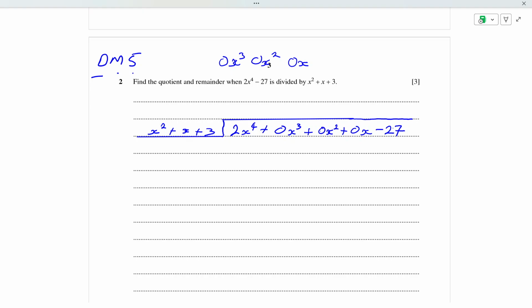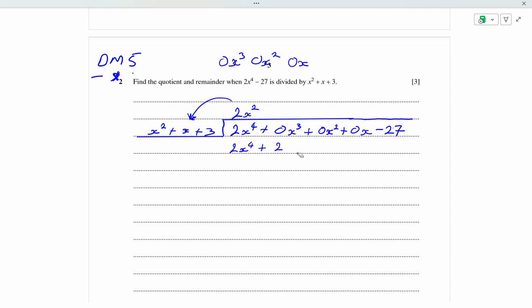Now we'll divide using the highest power, which is 2x to the 4 divided by x squared. When we do that, we get 2x squared. Then we multiply that 2x squared by everything in the divisor. That's the multiplication step in the DMS method. When you do that, you have 2x squared multiplied by x squared, which gives you 2x to the 4, plus 2x squared multiplied by x, which will give you 2x cubed.